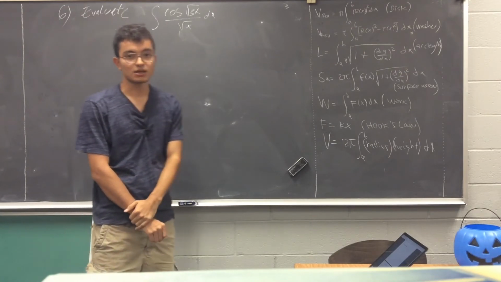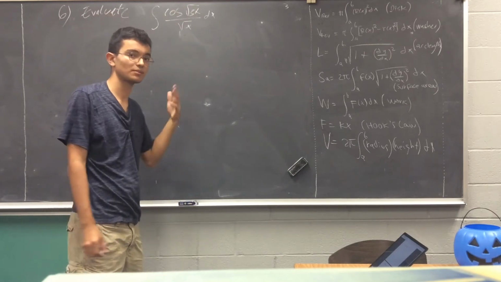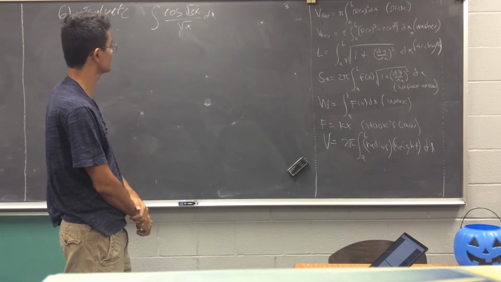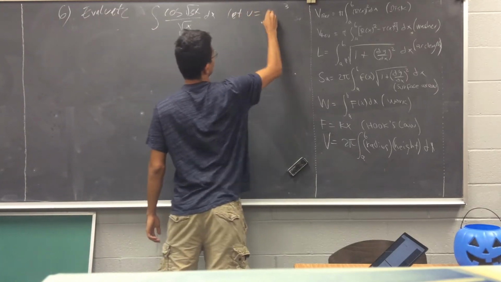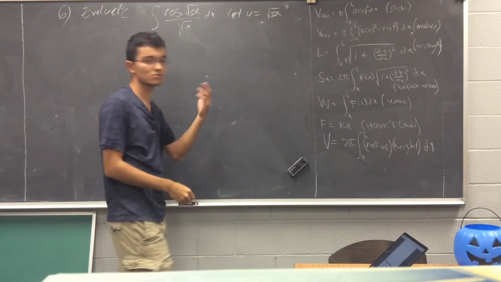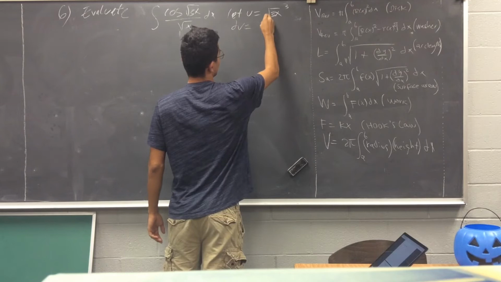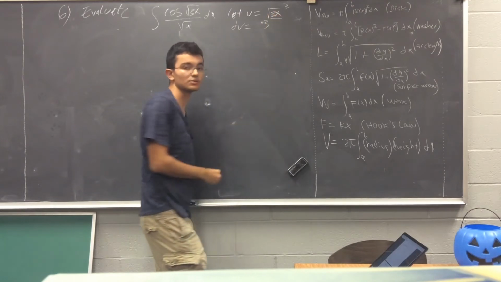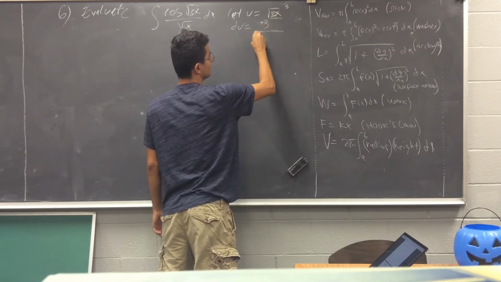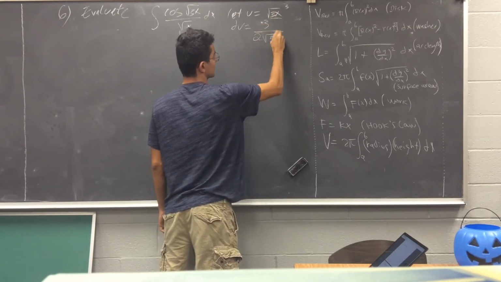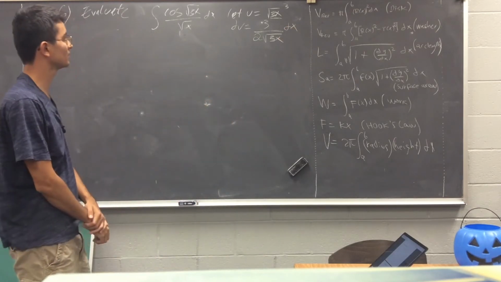Maybe we could try a substitution, right? How about we just let u equal whatever is inside our cosine? It makes our lives a lot easier. So let u equal the square root of 3x, which means that du is going to be, using the chain rule, the derivative of the inside. The derivative of the square root of 3x is 3 divided by 2 times the square root of 3x, dx. That's going to be du.